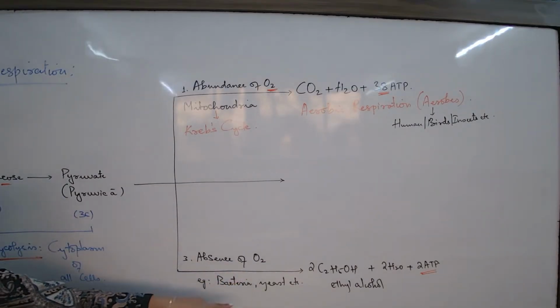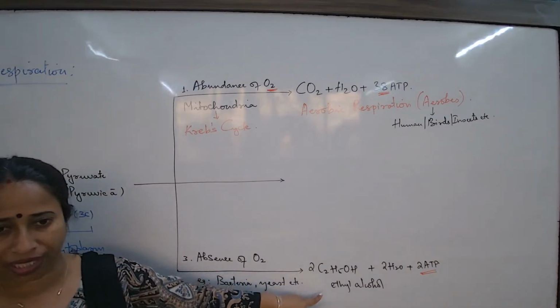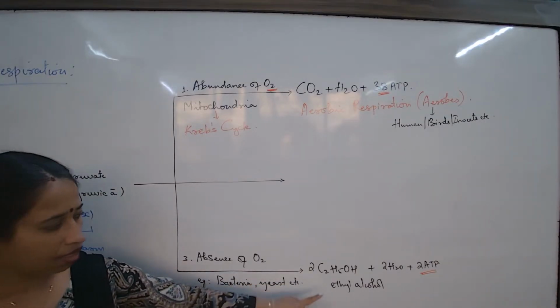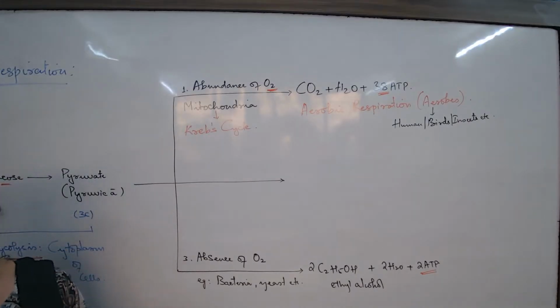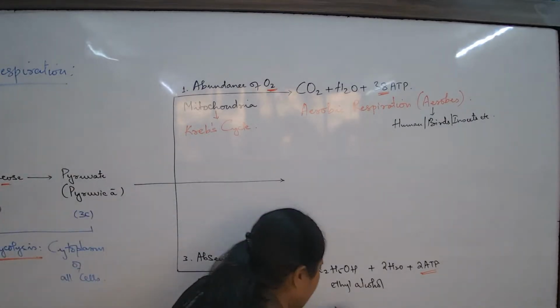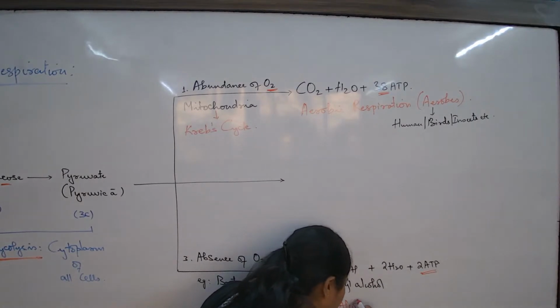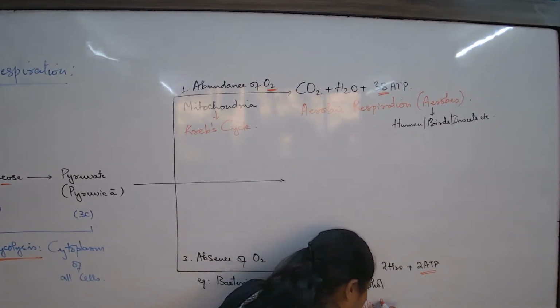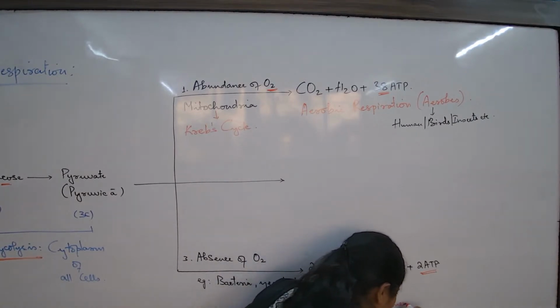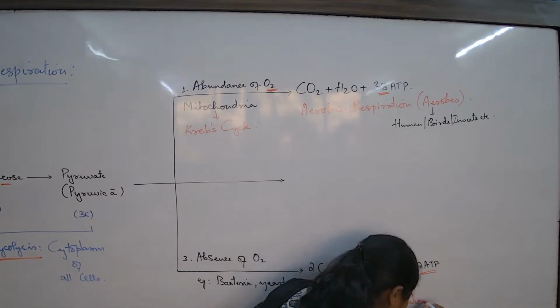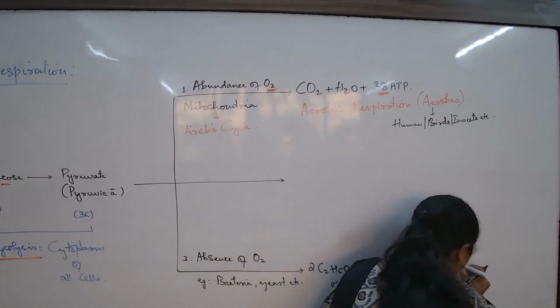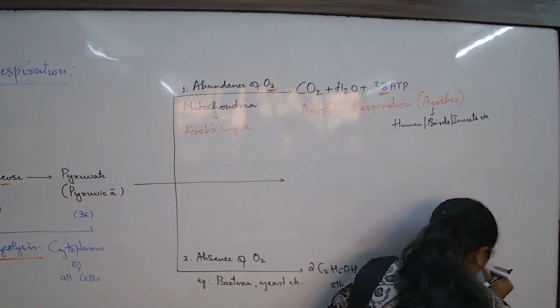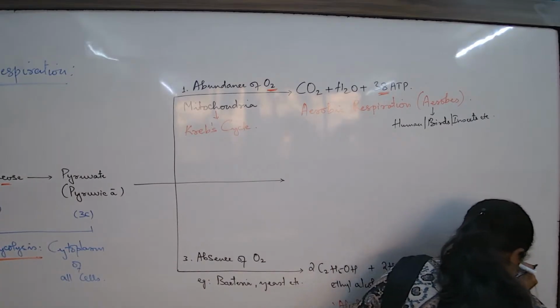Since there is an absence of oxygen, how is that pyruvate getting broken down? Ethanol, water, and 2 molecules of ATP. Now, since alcohol is formed as a major product, this process is also known as alcoholic fermentation. Also, this process is known as anaerobic respiration.